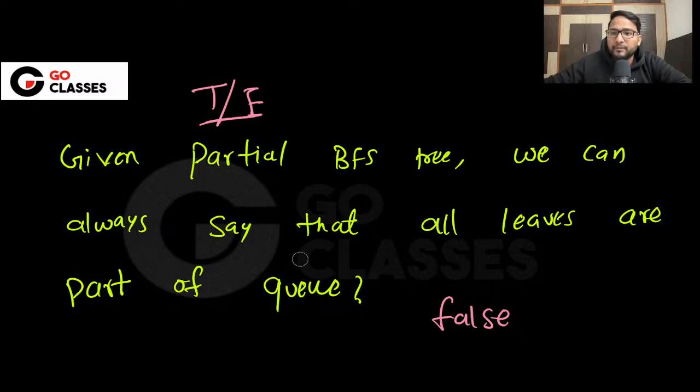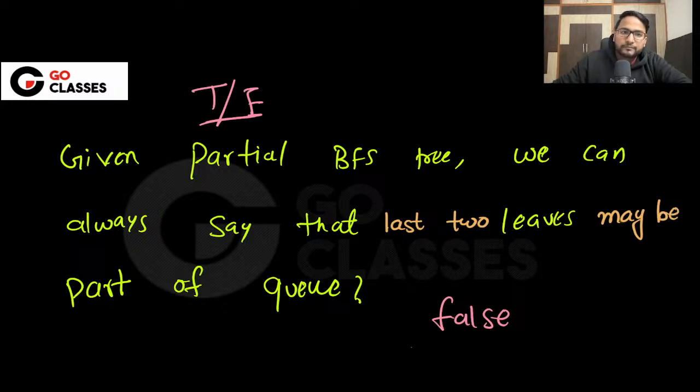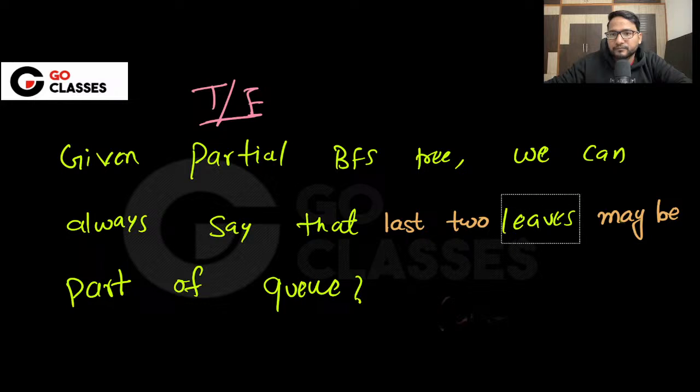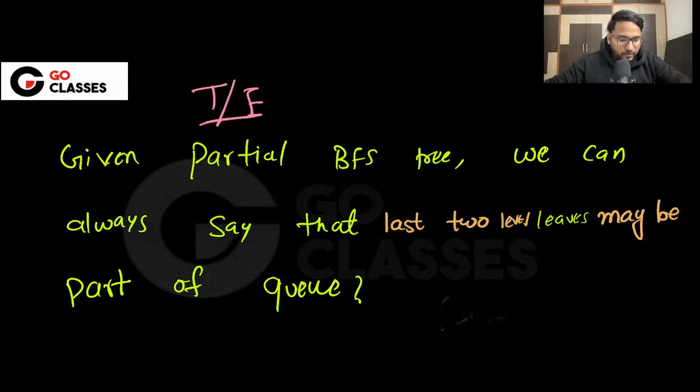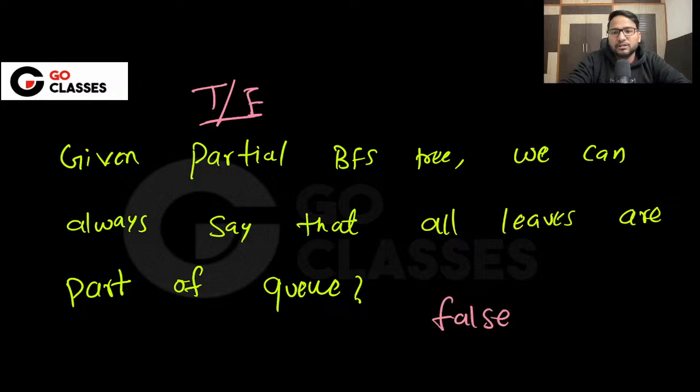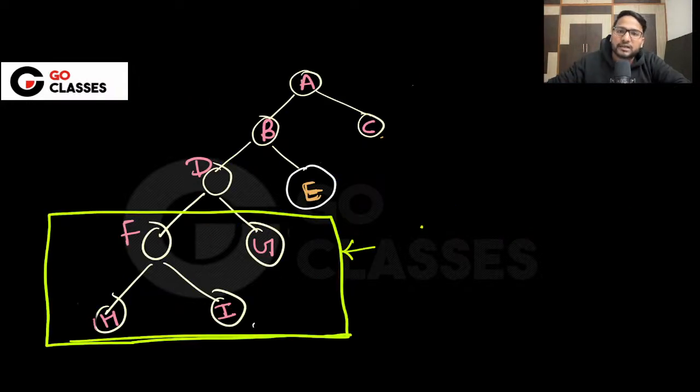Now, if I ask you that given this partial tree, we can always say that only last two levels' leaves may be part of Q, right? Last two levels, so here I say that last two levels' leaves may be part of Q. Then what is the answer? Then the answer is true. Understood? Hope you understood. Cool. So basically this is false, this is true. Now I hope you understood how the BFS tree, or the partial BFS tree, and the Q relation is working, right?